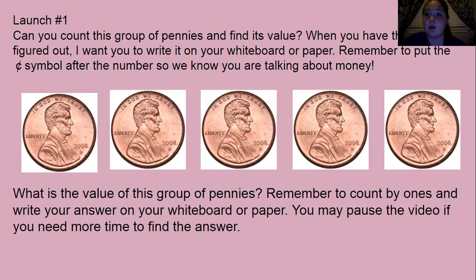So go ahead and get out your paper and your pencil, or your whiteboard and your marker, whichever one you chose to get out today. And go ahead and tell me the value of this group of pennies. Remember, pennies are worth 1 cent, so you can count by ones. I'm going to give you some time, but if you need more time when I'm ready to move on, you can pause the video and take as much time as you need to find the answer. Go ahead and start solving this now.